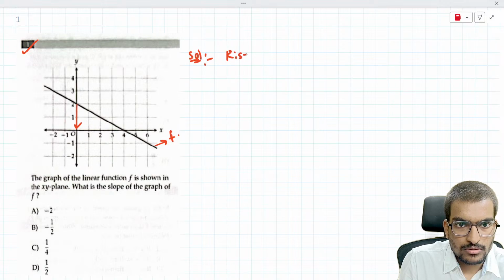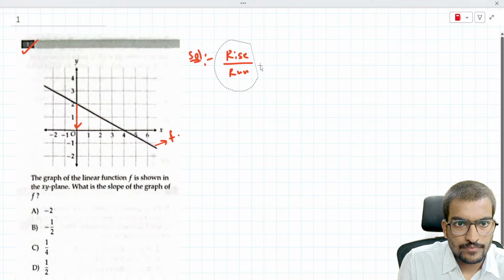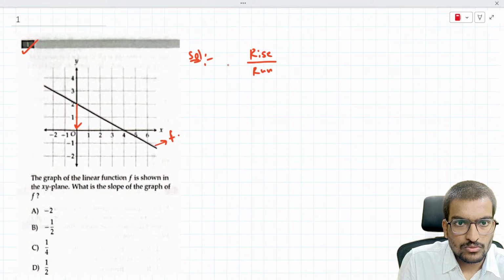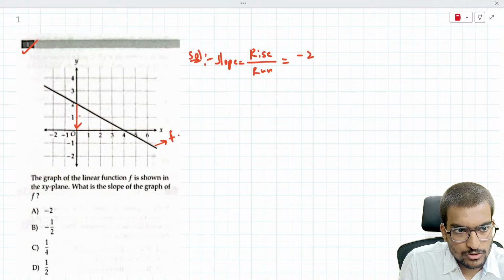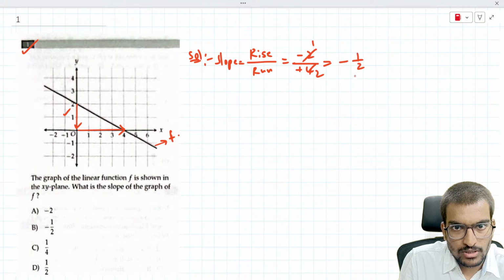Rise by run. This is what the slope is. So rise equals how much? -2, because it is moving in the negative direction, downward. And it's moving right side, +4. Run is +4, so that's going to be 2 ones, 2 twos. -1/2 is the answer, which is option B.